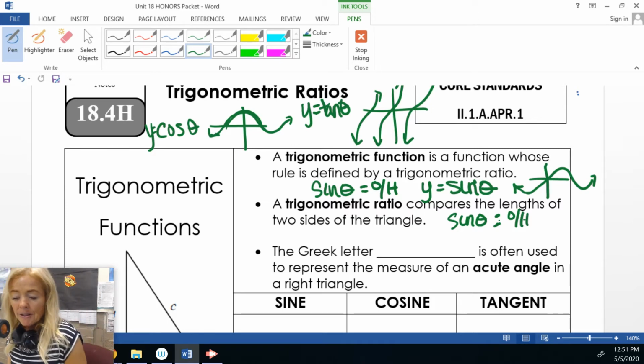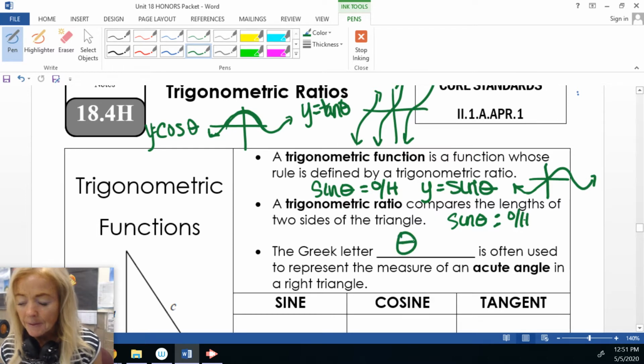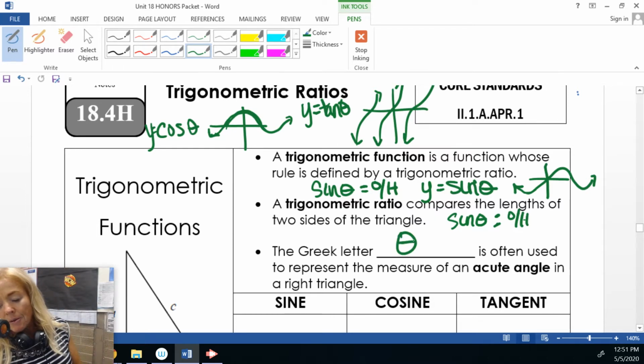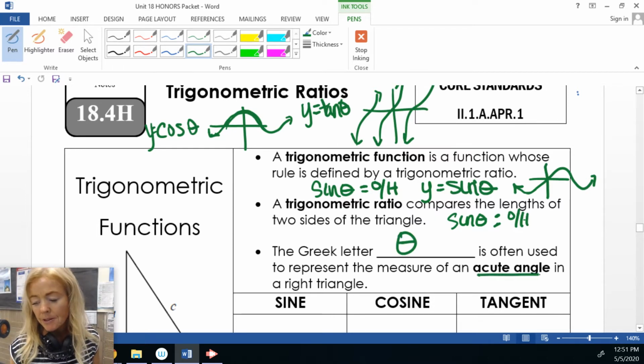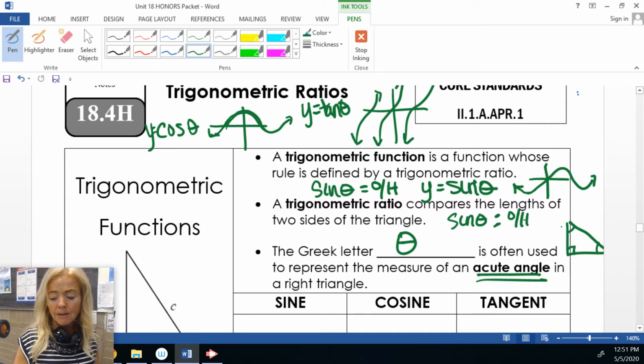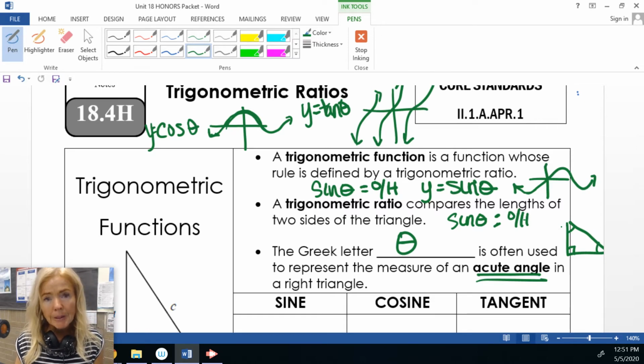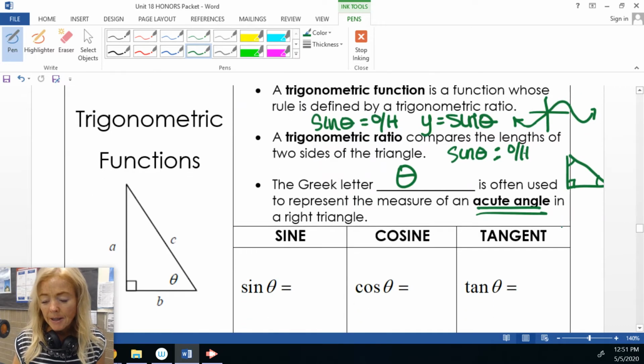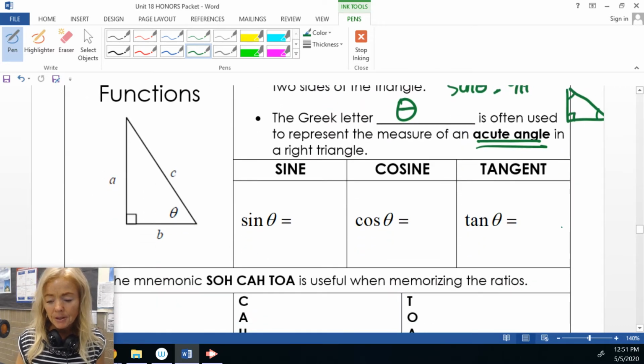So the Greek letter theta is often used to represent the measure of an acute angle. Now it's acute because in the right triangle, the right angle is 90 degrees. The other 2 angles are considered the acute angles, and they add to 90, therefore must be smaller than 90. And that's why they call them acute angles. And those are the only ones we reference. We don't reference the 90 at this point. We're just referencing the 2 angles that are acute angles.